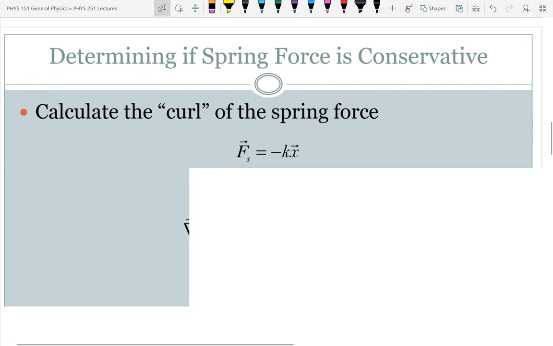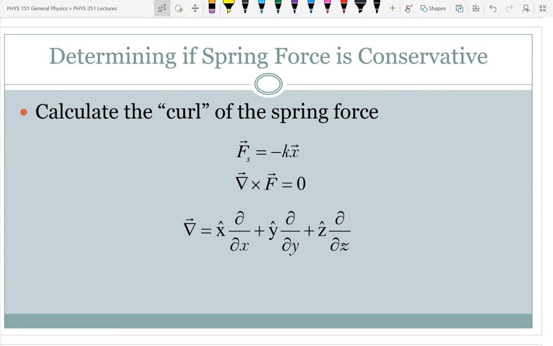Determine if the spring force is conservative. So here's the spring force. Minus kx, where x is how much it's been stretched. Question, Alex? No, okay. And there's the curl equation, del cross F is 0. I put an equal sign with a question mark over it because we're going to check to see if it's 0.